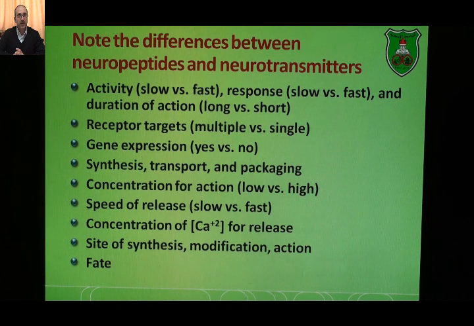The speed of release of small molecule neurotransmitters is different than neuropeptides. It's faster for the former and slower for neuropeptides. The concentration of calcium required for release of neurotransmitters is also different, as well as site of synthesis, modification, action, as well as finally fate. So pay attention to these differences in these categories.